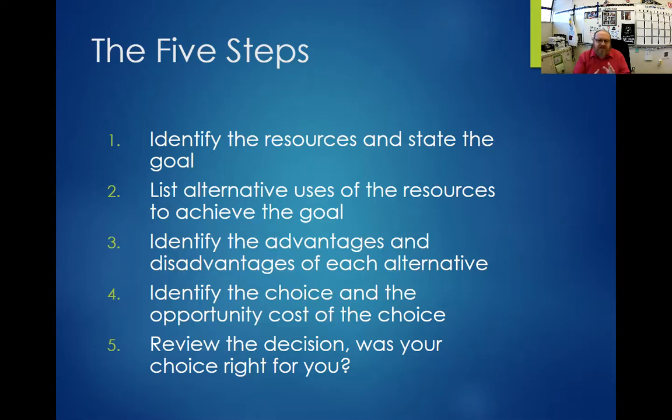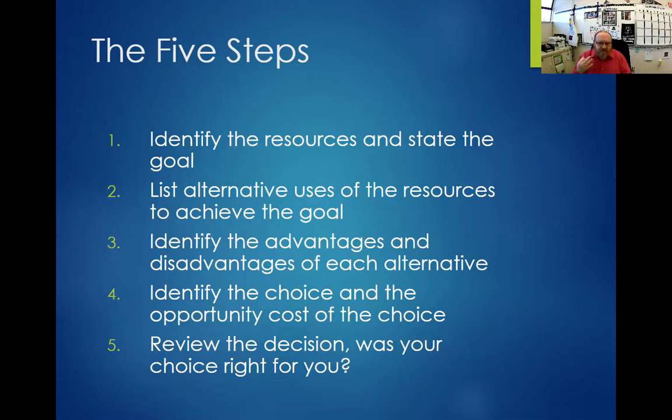Then you have to list the alternative uses of the resources to achieve the goal. Those alternatives are basically your two different decisions. So either decide to eat a hamburger or decide to eat a chicken sandwich. Well, those are the two choices. What's the goal? The goal is to eat, right? To fill your belly, to get energy, get food. That's the goal. But you have choices.